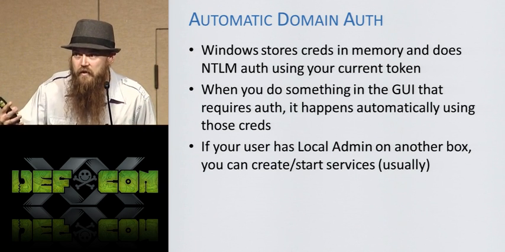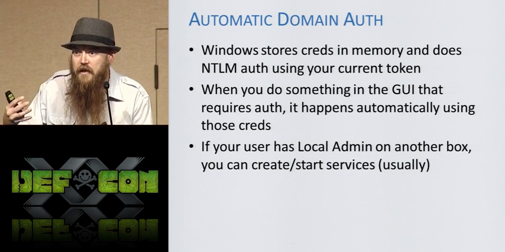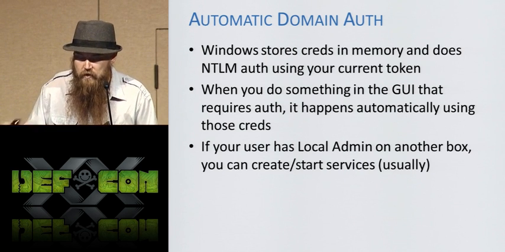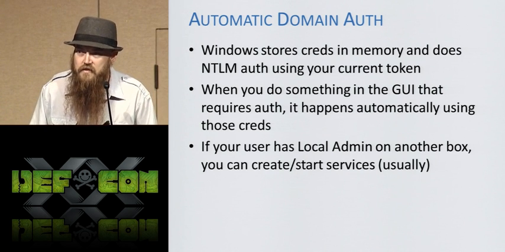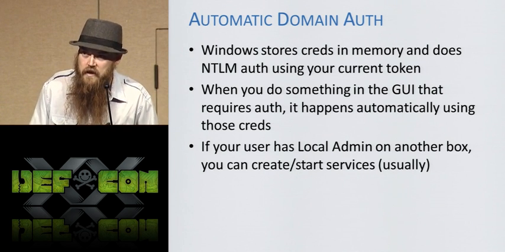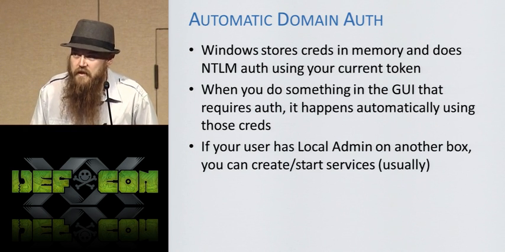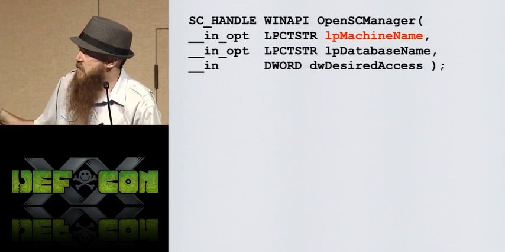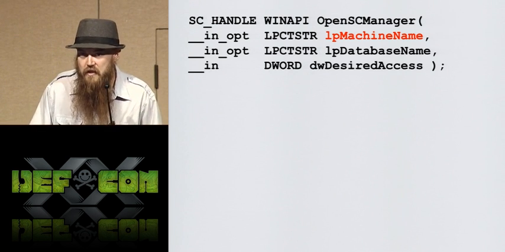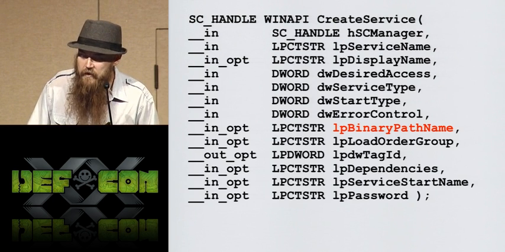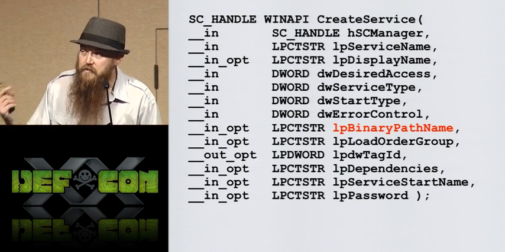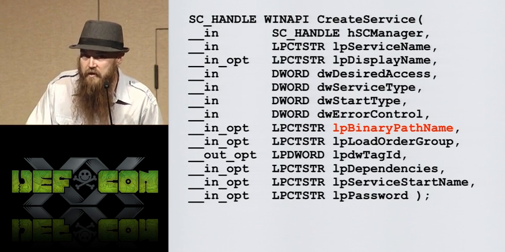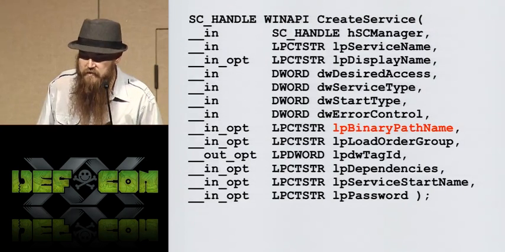Another thing that Windows does is automatic authentication with your token. So in the GUI, when you open up a file share, it uses your current token to authenticate using this same technique. So if your user has local admin on another box, you can also create services on that box. And it turns out those services can also point to a UNC path. So this is the API call that does that. LP machine name can be a UNC path, and then LP binary path name, or excuse me, machine name can be any server that you want to create a service on. LP binary path name can be a UNC path, so it points back to your box.